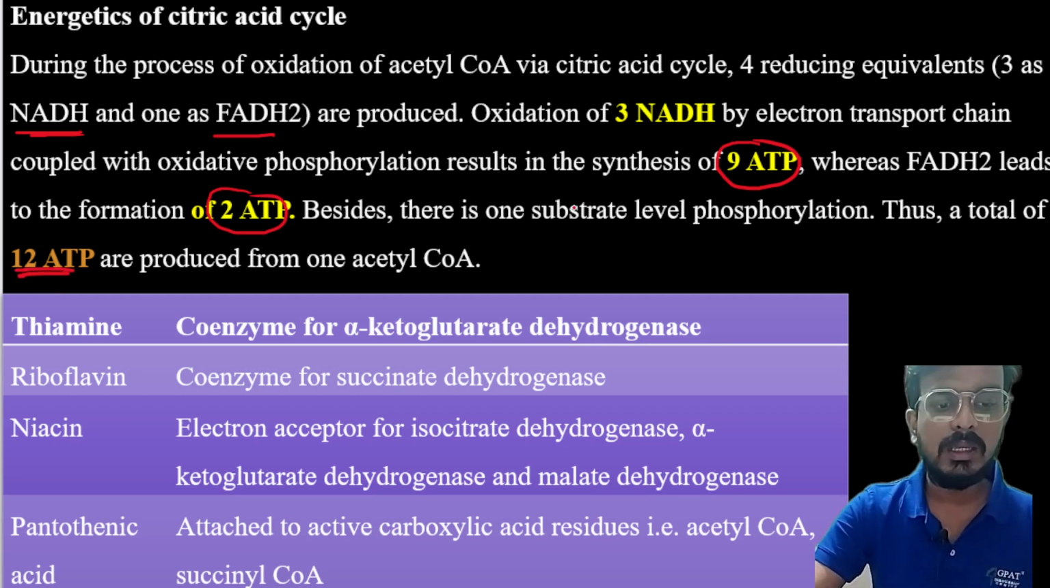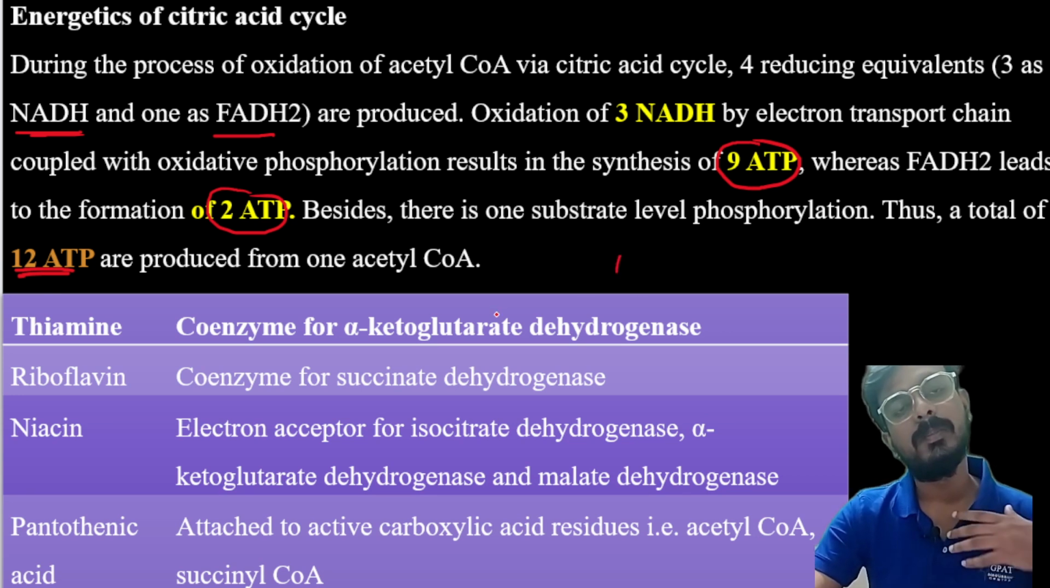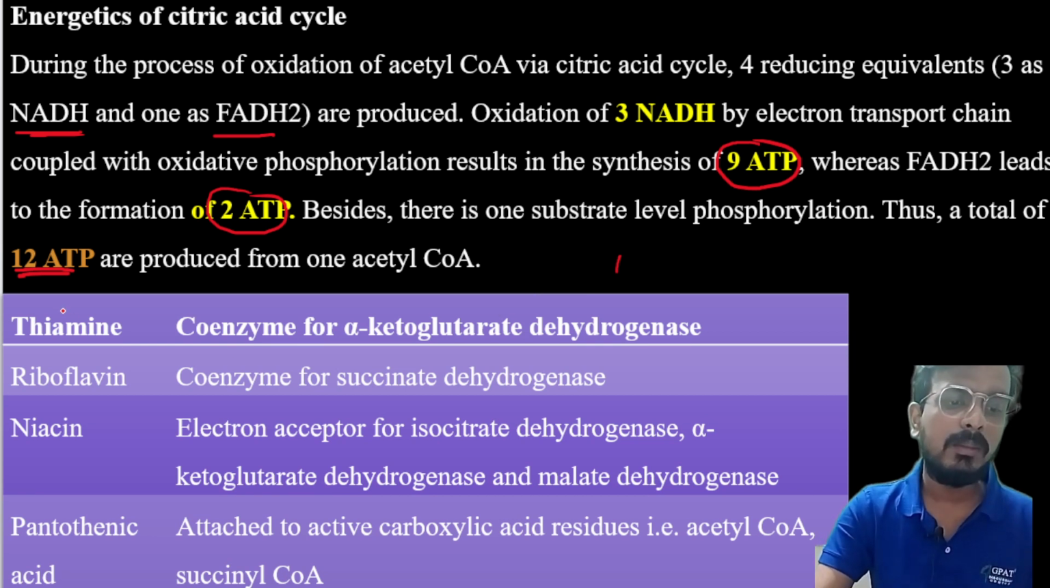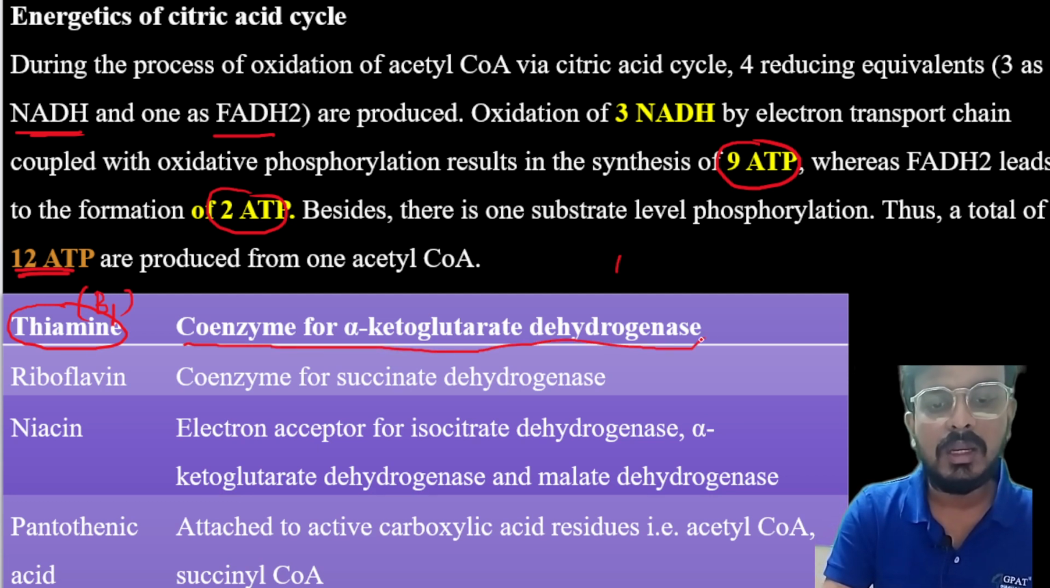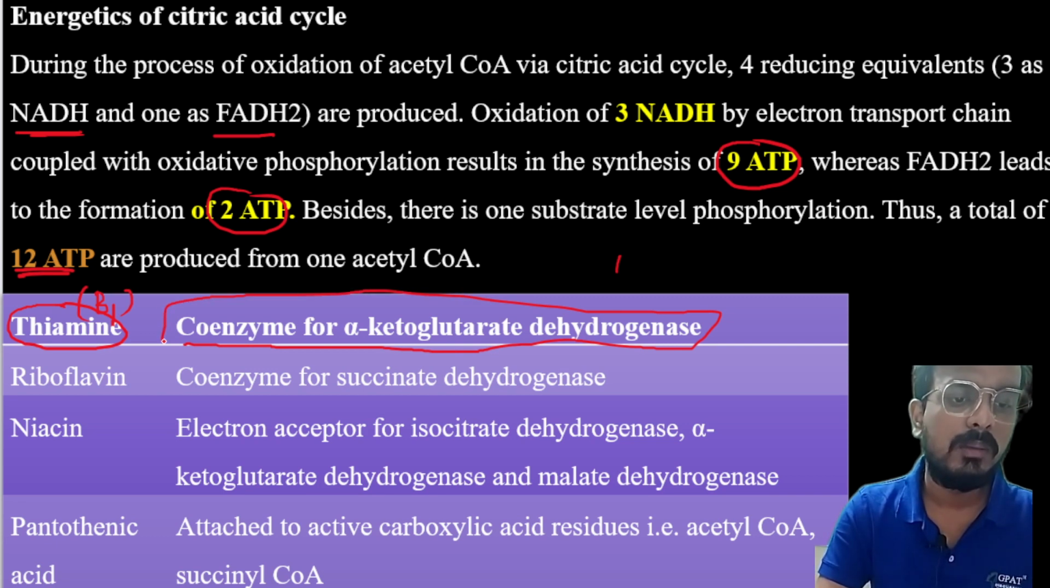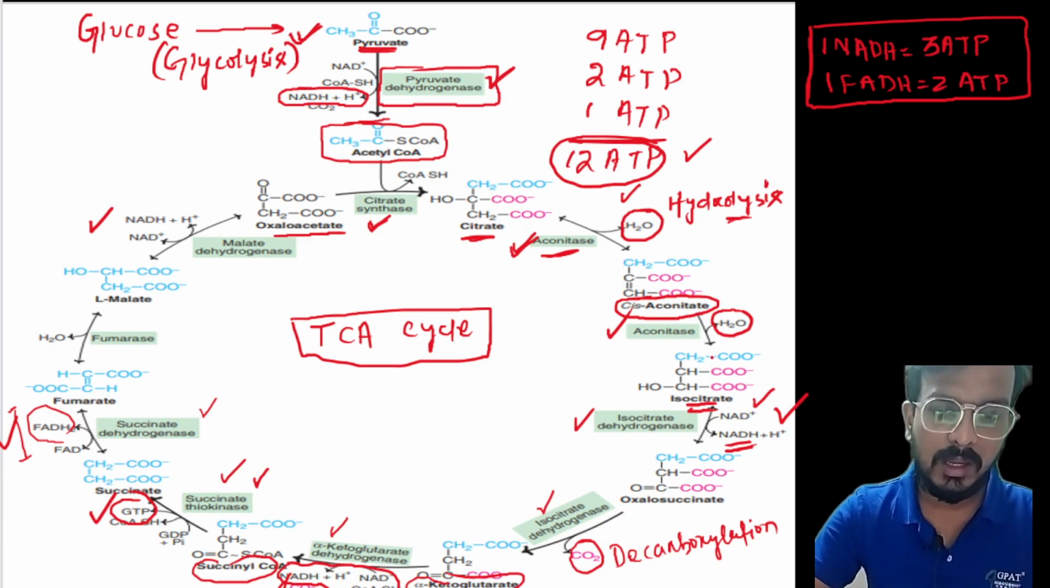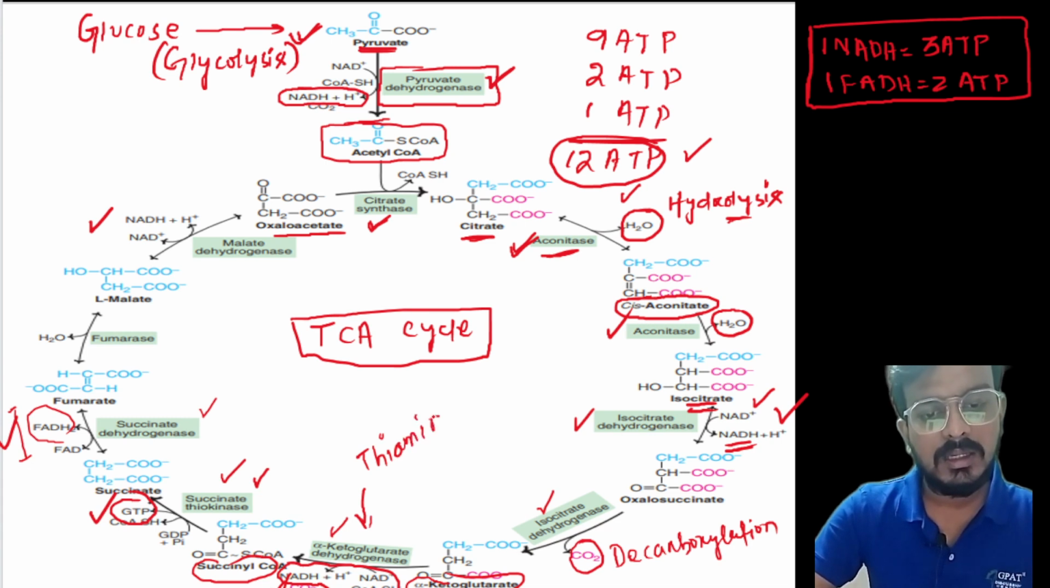So this table shows the action of vitamins on your citric acid cycle. Thiamine, your vitamin B1, is a coenzyme for alpha ketoglutarate dehydrogenase. So thiamine acts as a coenzyme for your alpha ketoglutarate dehydrogenase enzyme. See, this is the enzyme where it acts. Thiamine acts as a cofactor.